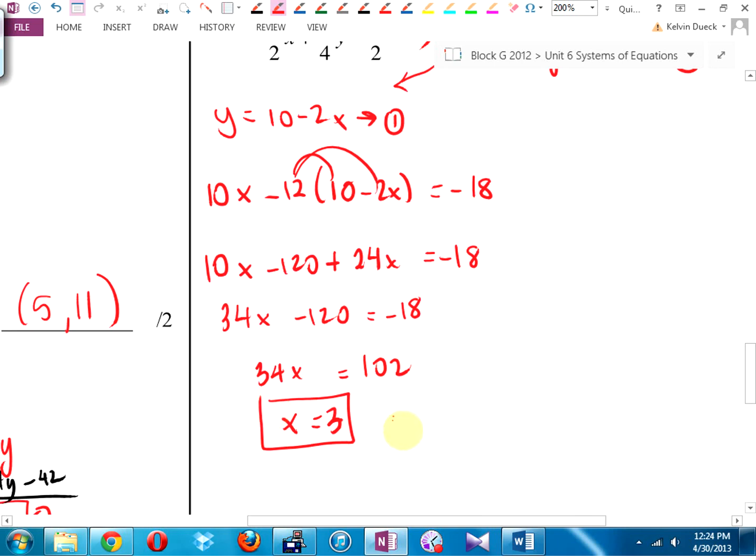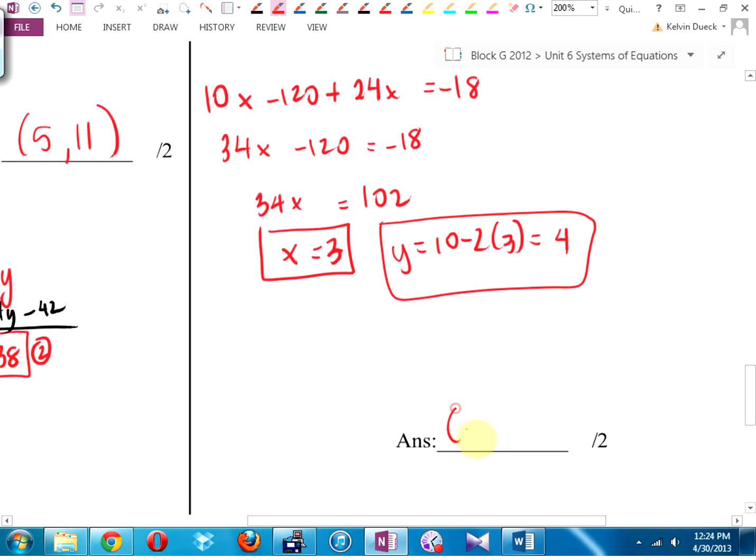Oh, hey, but I can get y. That's going to be 10 minus 2 times 3. It's going to be 10 minus 6. Y is going to be 4. So the answer is 3, comma 4.